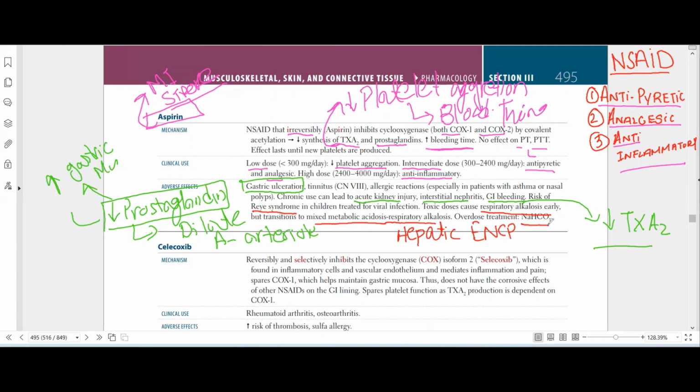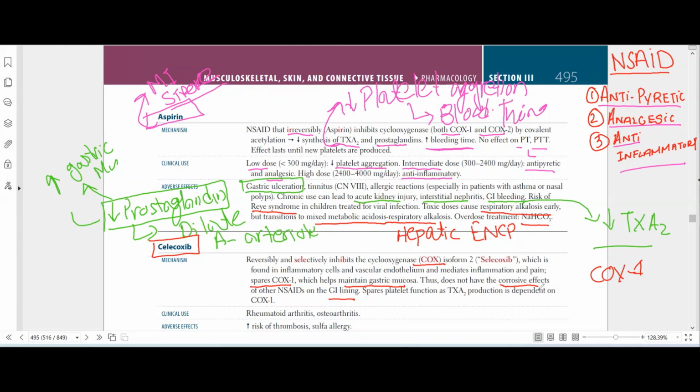Now we are going toward celecoxib, which is a selective COX-2 inhibitor. It spares the COX-1 enzyme, which helps maintain the gastric mucosa. So the selective COX-2 inhibitors are GI protective; they have no corrosive effect on the GI lining. It spares platelet function because it has no effect on COX-1.